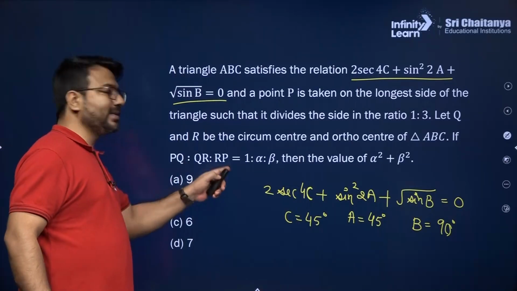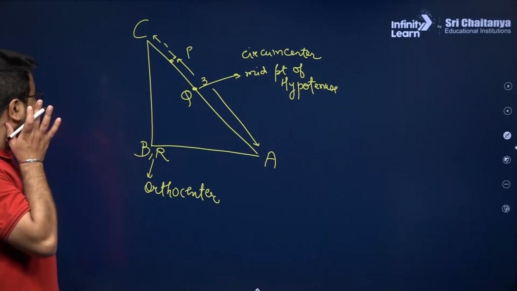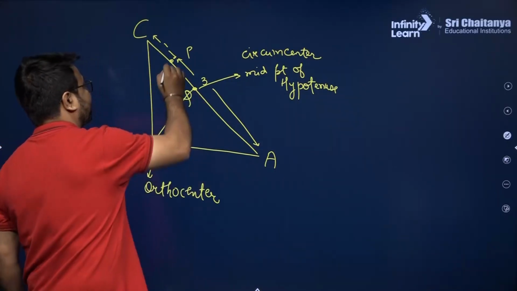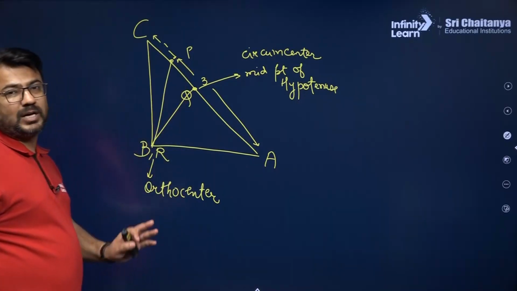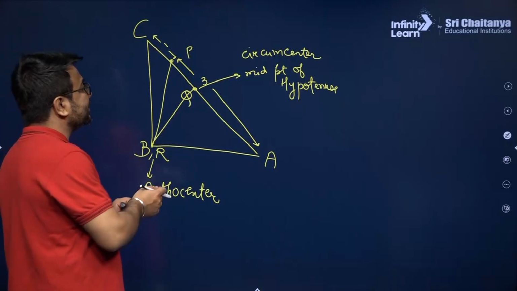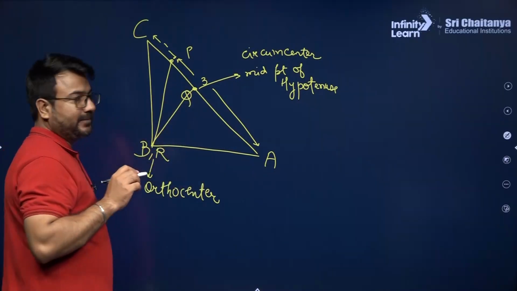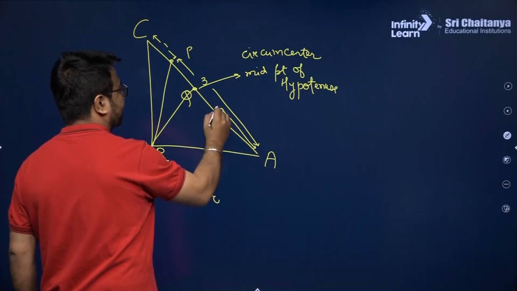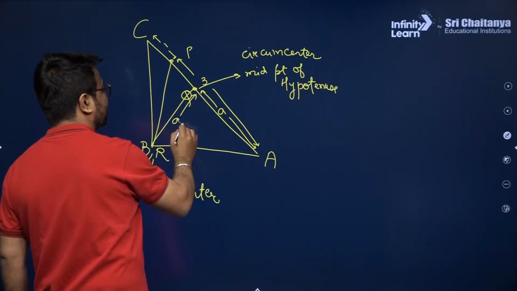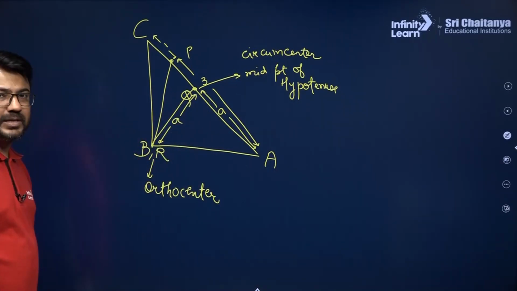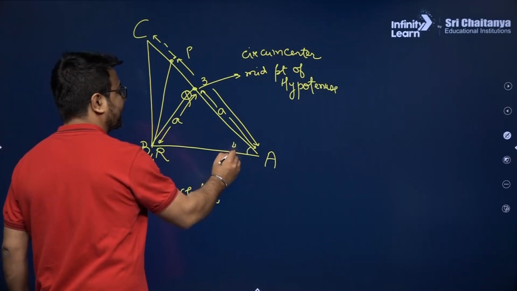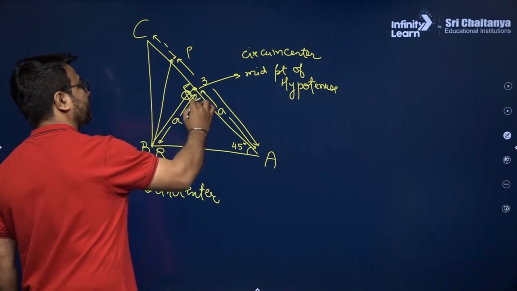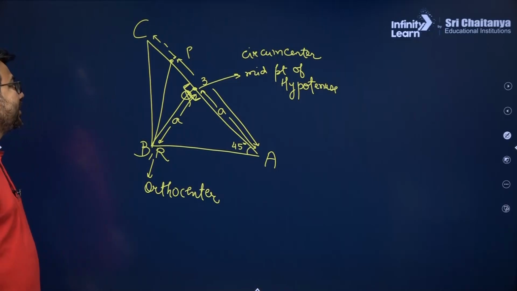If PQ is to QR is to RP, so PQ this particular distance, QR this particular distance, RP this particular distance, we need to determine this ratio. Since this is the midpoint of the hypotenuse, all these lengths will be equal. Suppose I assume this length to be small a. Since this is a circumcenter, this will also be small a. I hope you are able to understand this. Now if it is 45 degrees at angle A, here also it will be 45, so this will become 90. I hope this is also clear to you.